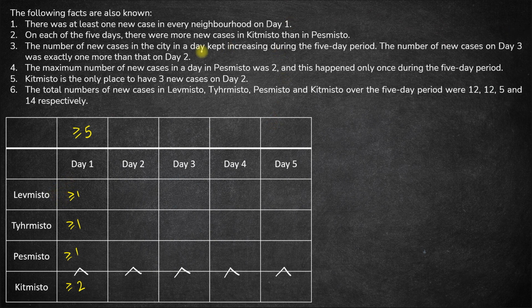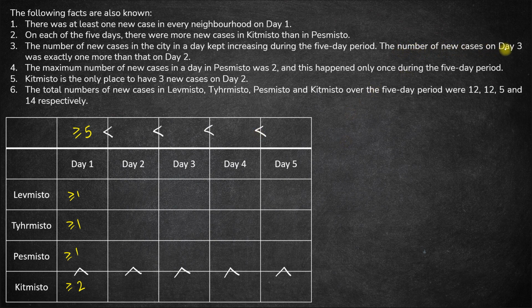Okay, fine. Coming to the next point, the number of new cases in the city in a day kept increasing during the 5-day period. Okay, so the total number of cases in the city on day 2 will definitely be greater than that on day 1. Similarly, the total number of cases on day 3 will be greater than day 2, and so on, right? Every day the number of cases is strictly increasing. It's not even constant, it's strictly increasing.